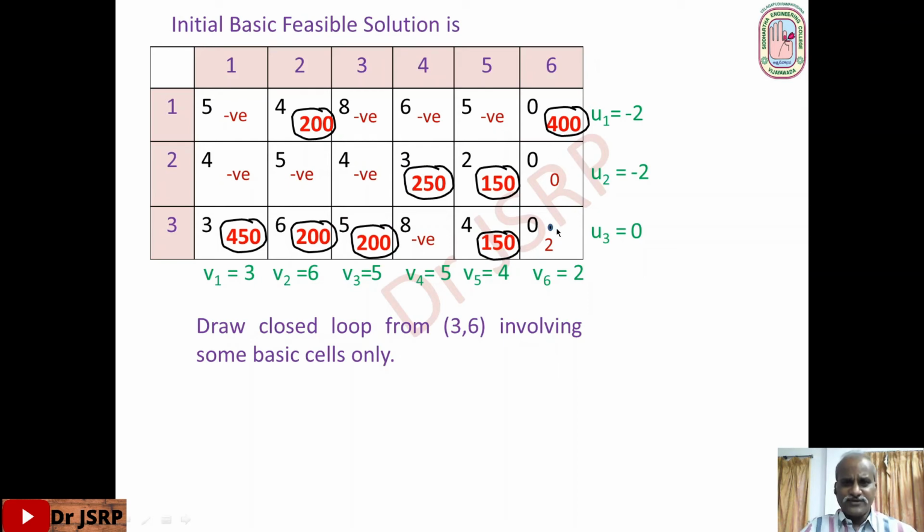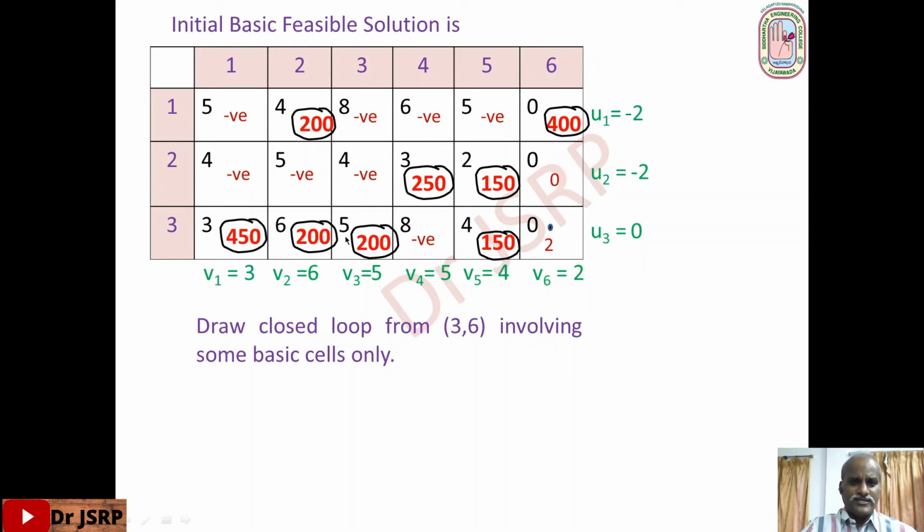So start from here. I can move in this direction or in this direction. Suppose I move in this direction. From here I can move to this, from here to this, from here to this. From here there is no direction, so I am not able to move in this direction. Suppose I move to here. Here there is no basic cell, so I am not able to move from here. Next, from here to here.